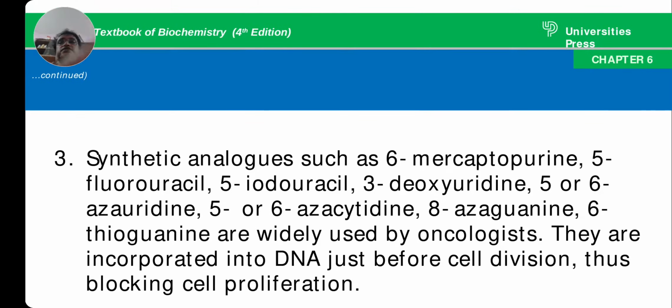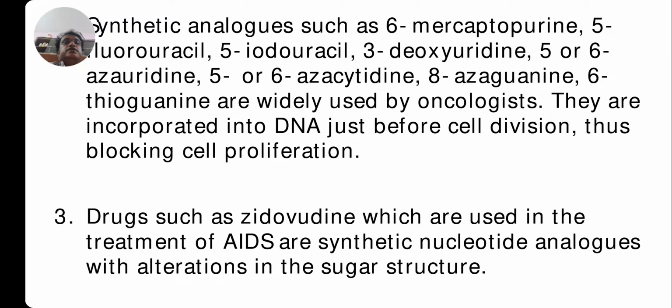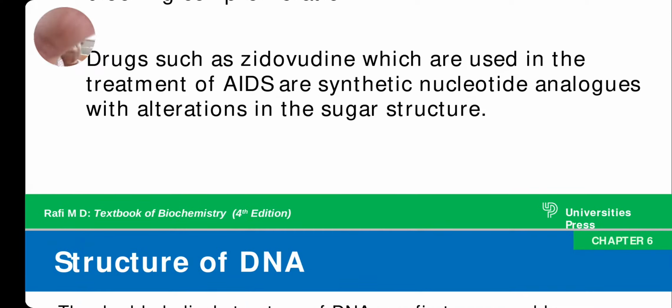Synthetic analogues such as 6-mercaptopurine, 5-fluorouracil, 5-iodouracil, 3-deoxyuridine, 5 or 6 azauridine, 5 or 6 azacytidine, 8-azaguanine, and 6-thioguanine are widely used by oncologists. They are incorporated into DNA just before cell division, thus blocking cell proliferation. Drugs such as zidovudine, which are used in treatment of AIDS, are synthetic nucleotide analogs with alterations in sugar structure.